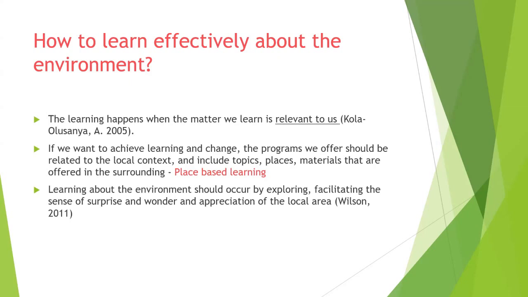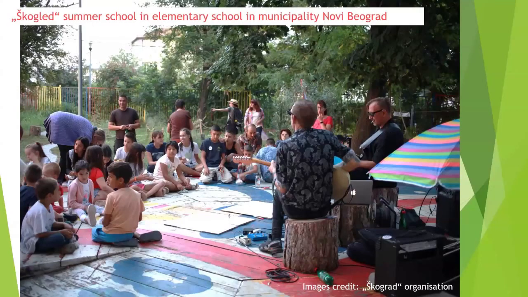These are some principles of place-based learning that was shown to affect our behavior and to be really effective in facilitating environmental literacy. Learning about the environment should occur by exploring, by facilitating the sense of surprise and wonder and appreciation of the local area.